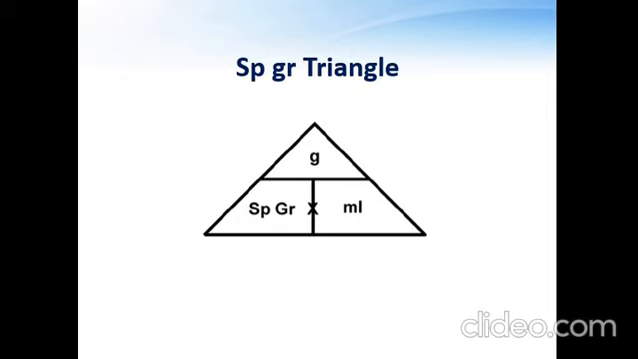And if you look at it, on the top, the G means grams, the weight of the substance in grams. And the left bottom is the specific gravity. And the right bottom is the volume of this substance in milliliters. So here, if you look at the middle of the bottom, there is one multiplication sign. Let's talk about how to use this graph.